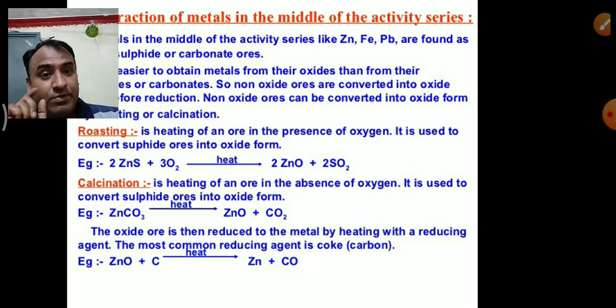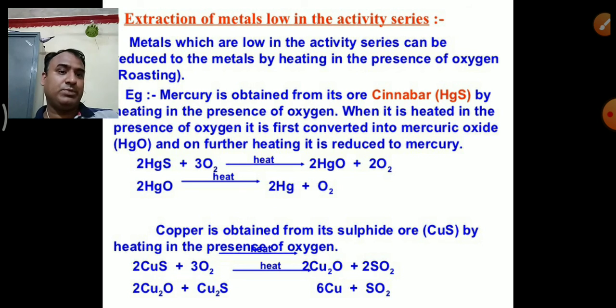But in roasting, the two gases formed during the process are, first, sulfur dioxide, and the second, oxygen. Sulfur dioxide and oxygen.